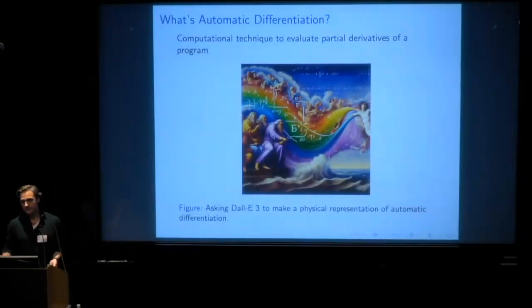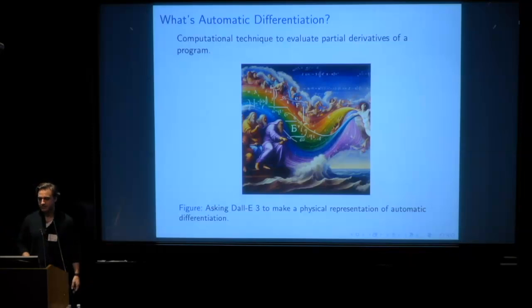But what is automatic differentiation in general? It's a computational technique to evaluate partial derivatives of a program. That's it. If I have a program with numeric inputs and numeric outputs, the goal of automatic differentiation is to be able to get back partial derivatives of my inputs.